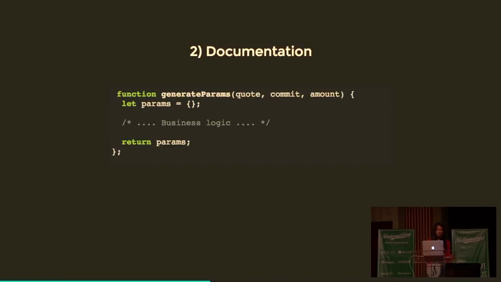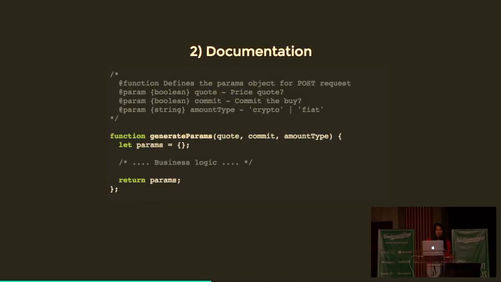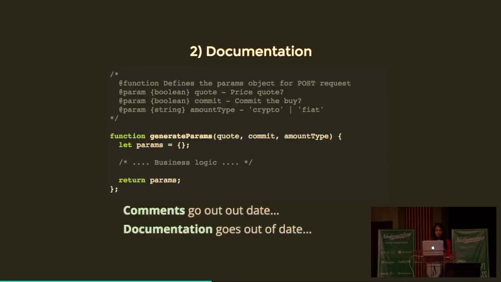What's quote? Is that a string? Is that a number? Is that a Boolean? I had no idea how to use this function, so then I had to ask around, grep through my code base and figure out what's being passed into this. And then I updated it so that I added documentation on top saying, okay, this is a Boolean, this is a string. This is great and all, but comments go out of date and documentation goes out of date.